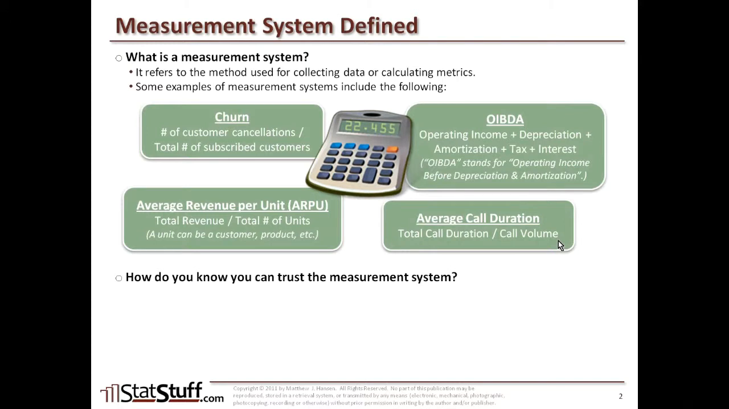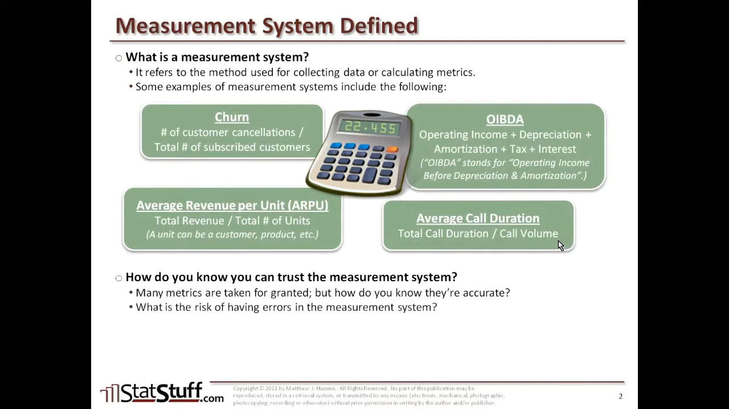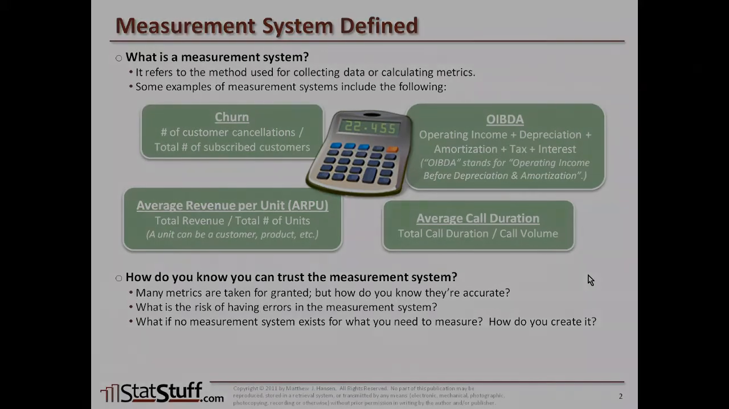But how do you know that you can trust whatever measurement system you might have? There are many metrics out there, and sometimes we take those for granted. But how do we know that they're accurate and that we can trust them? What's the risk of having errors in the measurement system? And what if there is no measurement system that exists for what it is that you need to measure? Then how do you create a measurement system? Well, this is all part of what we need to explore. We need to understand that a little bit further, and the measurement system analysis, or MSA, is one way to do that.